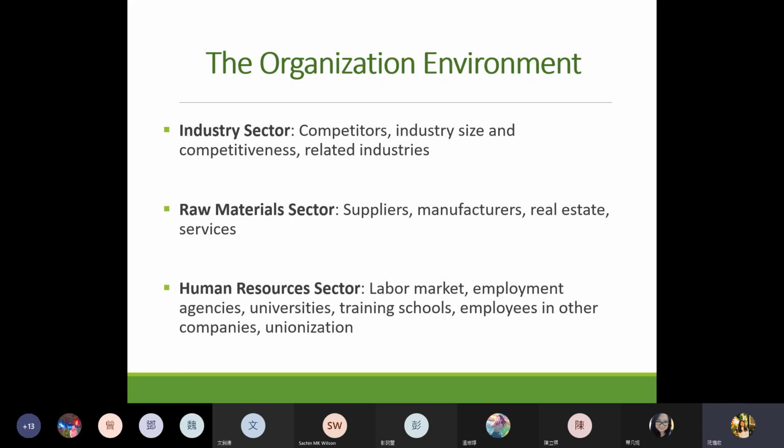Another one is the human resource sector. This one is related to the labor market, right? For example, also employment agencies, universities, training schools, employees in other companies, unionization, etc. I want someone to give me examples of how changes in the human resource sector may influence the organization. Anyone?